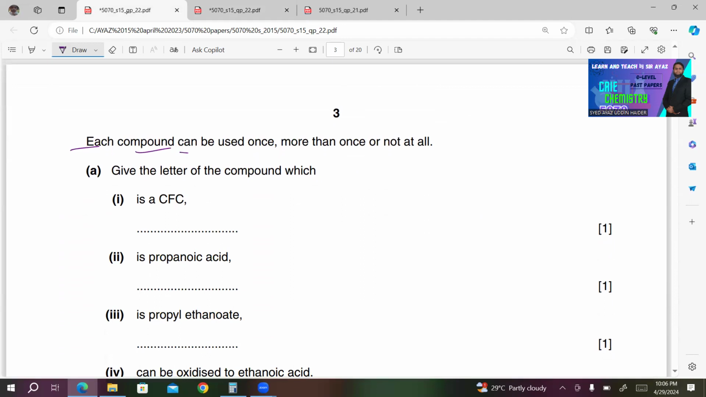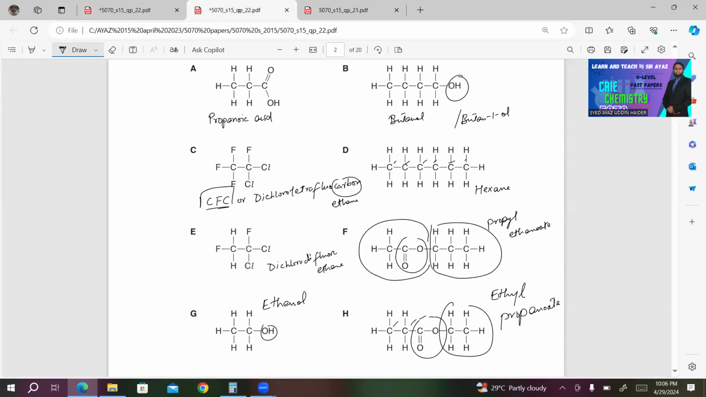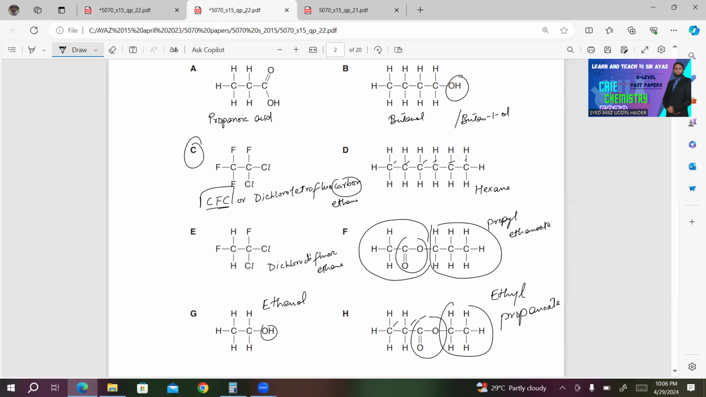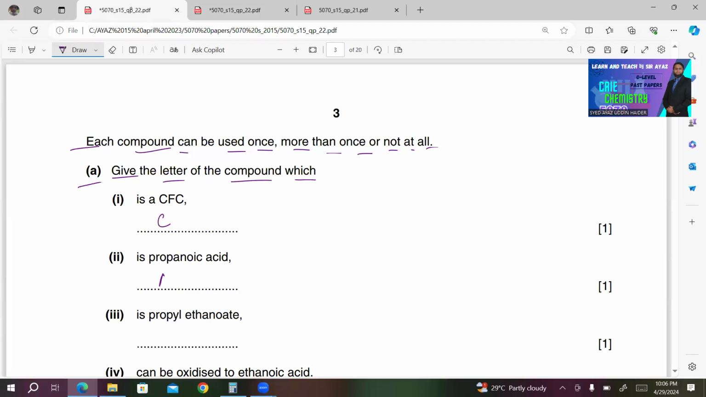Each compound can be used once, more than once, or not at all. A. Give the letter of the compound which is a CFC. C must be CFC. This is C. So you write the letter C. What about 2, propanoic acid? So do we have propanoic acid? Yes, A is propanoic acid. Here it is. So you write A here.